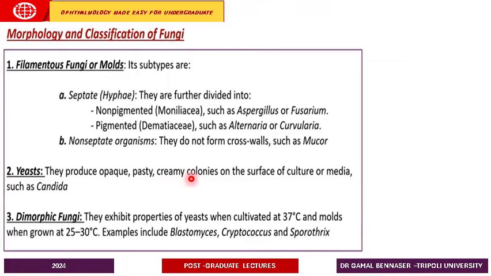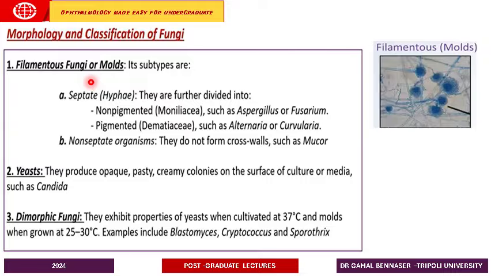Now, if we look at the classification of the fungi causing mycotic keratitis based on cellularity, there are the filamentous fungi, which are multicellular and also named molds, and those with unicellular organisms, which are the yeasts. The filamentous fungi or molds can be further subdivided into those with septae, making the hyphae, and those without septae, called non-septated organisms.